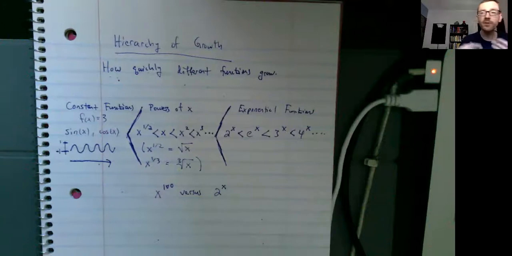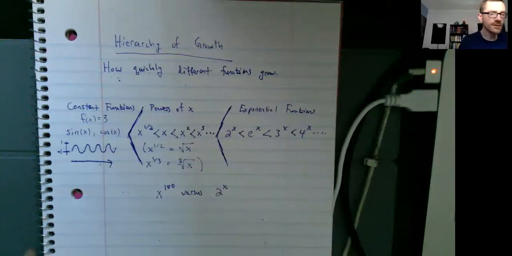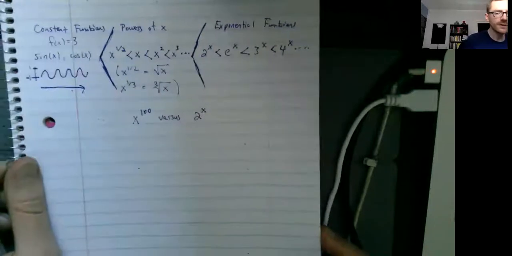So when I talk about growth and the rate of growth, I'm really talking about the growth rate as x goes to infinity, as x gets bigger and bigger and bigger. Okay, so, all right, so that's the hierarchy of growth. It tells you how quickly different functions grow. And as I said, this is really the key to evaluating infinite limits quickly.